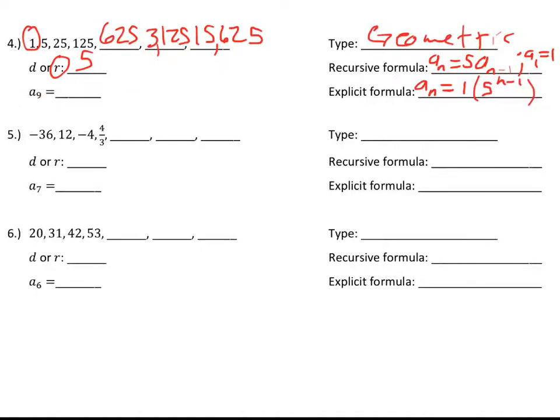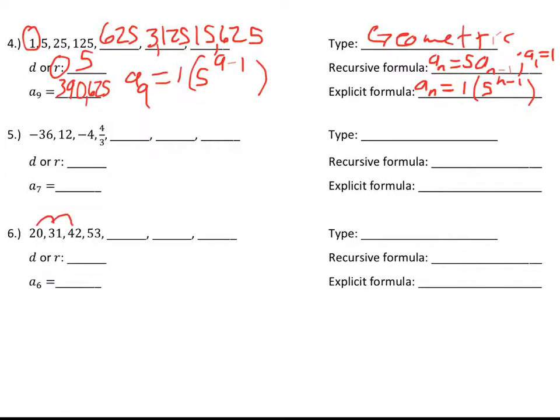If you want a sub 9, you need to take your explicit formula and put 9 in for n. So you can do 9 minus 1, which is 8. So you have to do 5 to the 8th power, which is 390,625. Yeah, and that's why we use calculators, because you get some really big numbers in that. So let's jump over to 6.